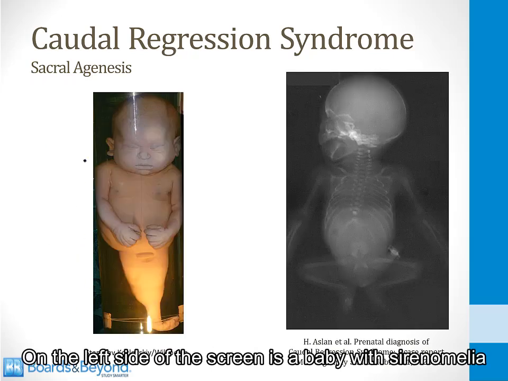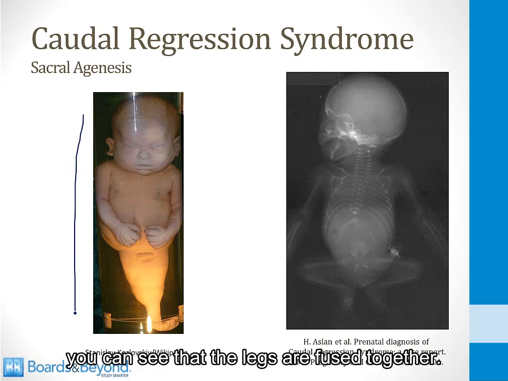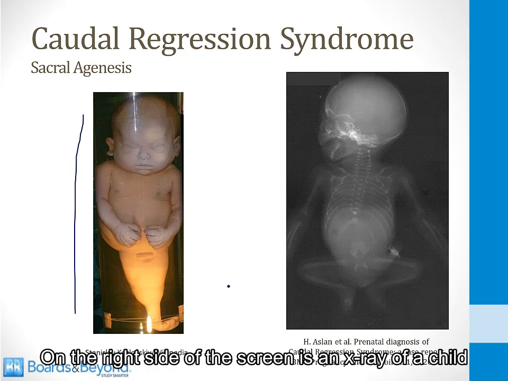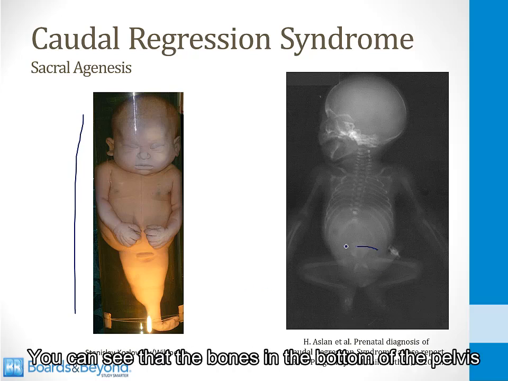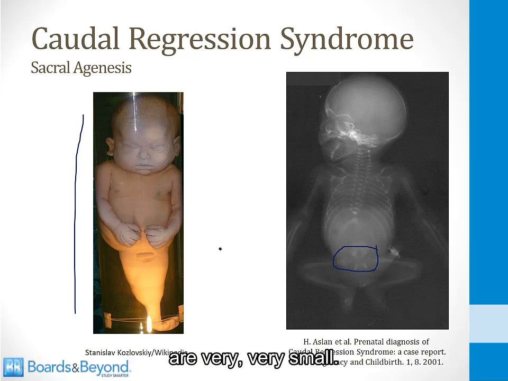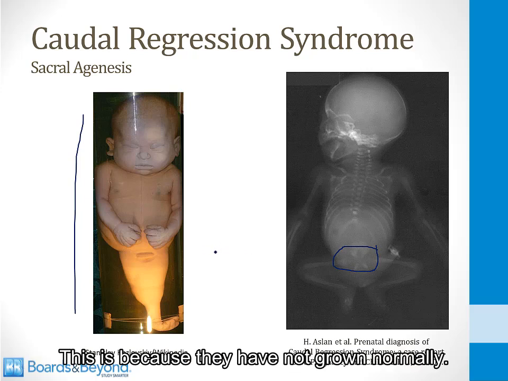On the left side of the screen is a baby with sirenomelia. You can see that the legs are fused together. On the right side of the screen is an X-ray of a child with sacral agenesis. You can see that the bones in the bottom of the pelvis are very, very small. This is because they have not grown normally.